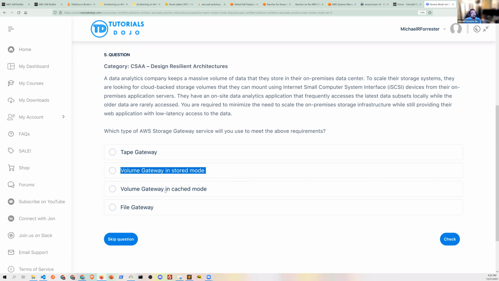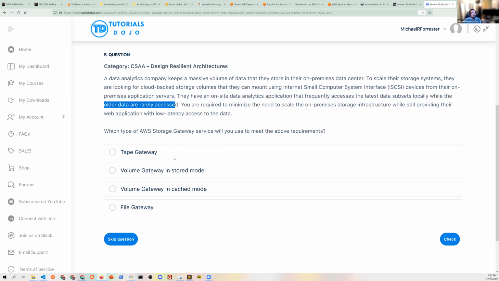So cached mode uses the least amount of space, but the only things that are going to be fast are things that have been recently accessed. Stored mode is going to make everything fast, but that means you're going to have a lot of storage to make this work. So they're looking for cloud-backed storage volumes that access the local data subsets locally, while the older data sets are going to be rarely accessed.